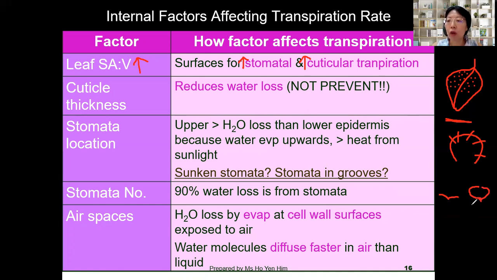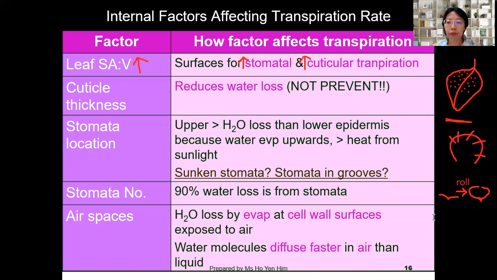So the leaf will start to roll up like this when the factors outside become too hot, too dry, too windy. The leaf will roll up. So this is called roll up. Like you take a piece of paper and you roll the paper. So you see it's like rolled up already.